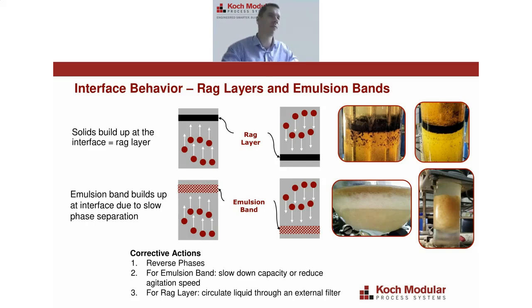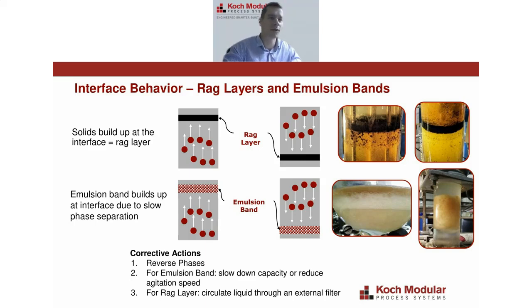One is simply reversing the phases. This is really effective for emulsion bands because now your dispersed phase within the column is the other phase, so it may take less time for those droplets to coalesce and come together at the interface. Also effective for emulsion bands is slowing down the capacity, so the feed and solvent rates going into the column, or reducing the agitation speed. If you reduce the agitation speed, you're going to form larger droplets, and those larger droplets should take less time to come together at the interface.